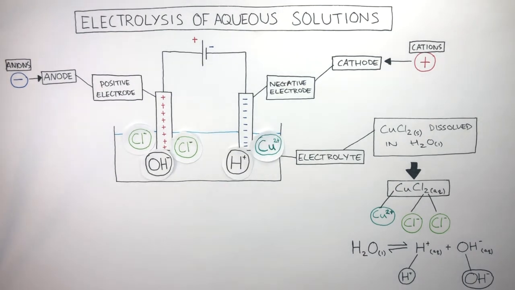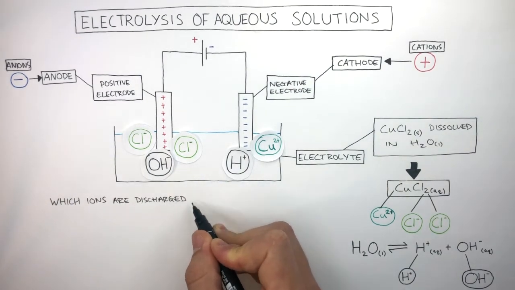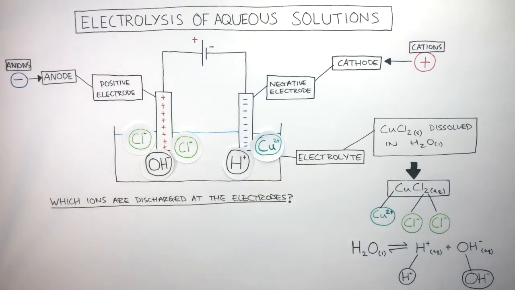In the electrolysis of aqueous solutions, there will always be two different types of ions at each electrode due to the ions in the ionic compound and the ions in the water. Therefore, the question is, which ions are discharged at the electrodes, as only one type of ion is discharged at each electrode? These are the rules which you must know and you must understand if you want to figure out which ion is discharged at the electrode, and you will be expected to know this and understand how to do this.